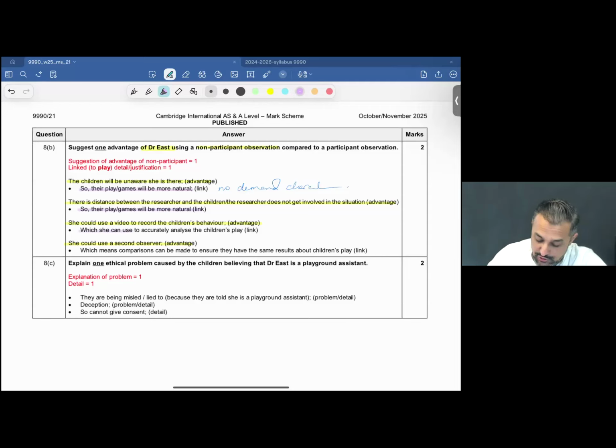which she can use to accurately analyze the children's play. A video, you could replay it. So she could use a second observer, which means comparisons can be made to ensure they have the same results about the children's play, and over here you could bring in reliability. And yeah, that is how you make sure that you're not losing marks unnecessarily.